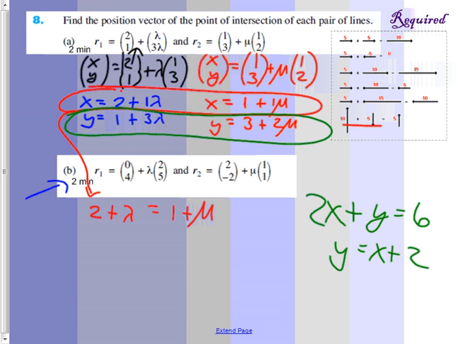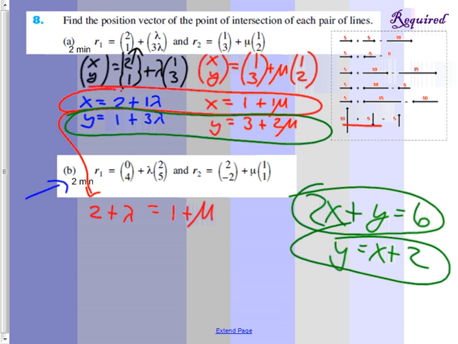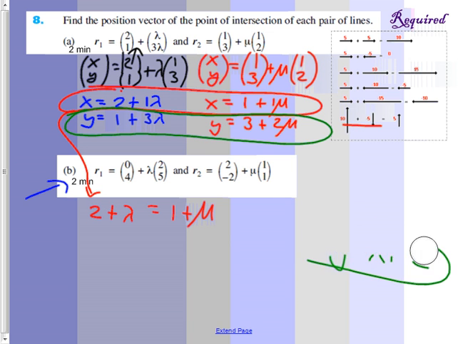And you can take the one equation and stick it in the other and solve. You have two variables and two equations. It's called a system of equations. You can substitute the one in the other and solve it. So we're going to do that for this mu lambda situation.